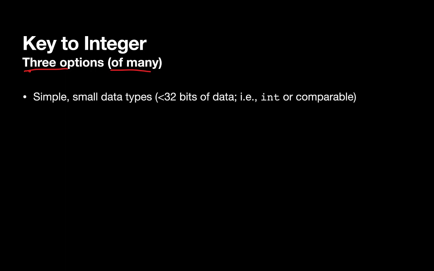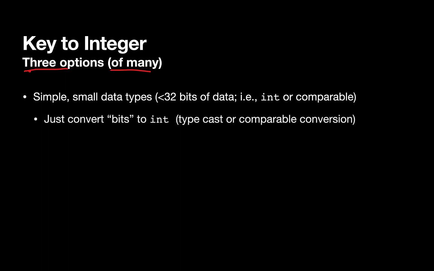So the first concept we'll look at is if we've got a small, simple data type, so something that's less than or equal to 32 bits of data, like an int or a comparable sort of data type. So in Java, a float or a short would also fit the bill here. In this case, we can actually just convert the bits, the binary part of the data, to an int. And we can do this through something like a typecast, or there are some other comparable sorts of conversions that we could do for some data types.